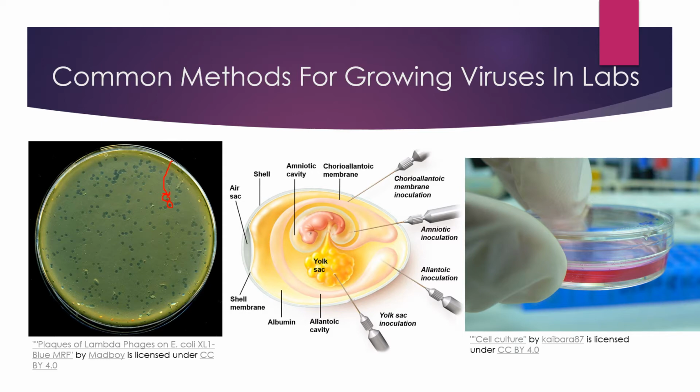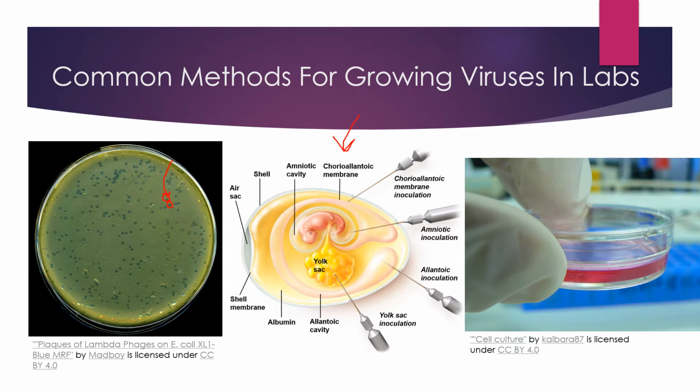Some viruses infect animals and must be grown in animal cells. Embryonated eggs, like this one, are used to grow a number of different viruses for a number of different purposes, like vaccine production, for example. In this case, the viruses are injected into different parts of the embryo in order to grow.